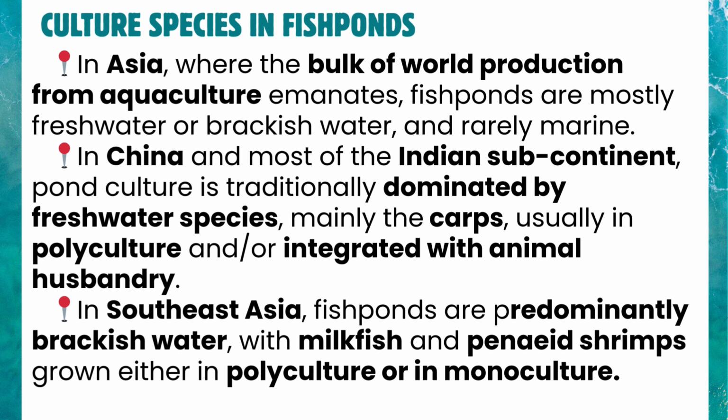In China and most of the Indian subcontinent, pond culture is traditionally dominated by freshwater species, mainly the carps, usually in polyculture and/or integrated with animal husbandry. In Southeast Asia, fish ponds are predominantly brackish water, with milkfish and penaeid shrimps grown either in polyculture or in monoculture.